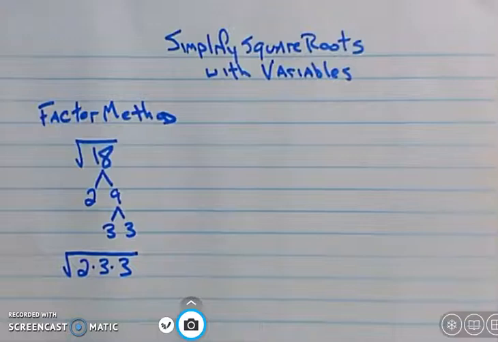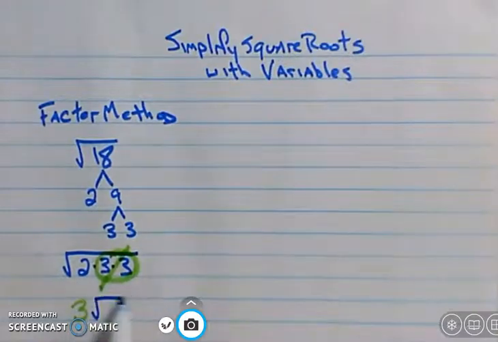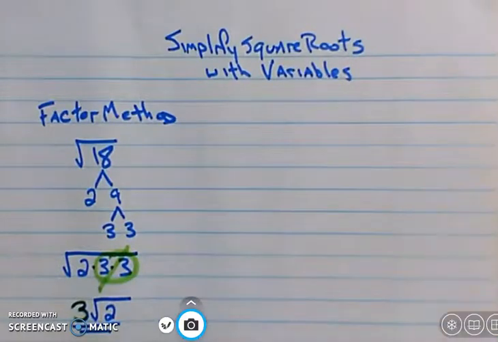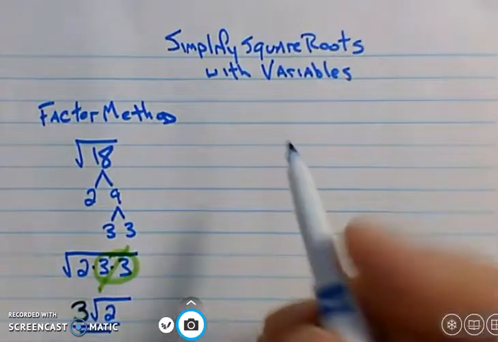Now what I was looking for there was any pair. So you can notice right here I have a pair of 3's. Now remember, anytime you have a pair, that ends up being a perfect square. So I'm going to take that pair out, put it in the front because it's a perfect square, so that's a 3, and then whatever's left over goes on the inside. So my answer here would be 3 radical 2. Now we're only going to focus on variables today, but you're going to see that this technique is exactly the same.